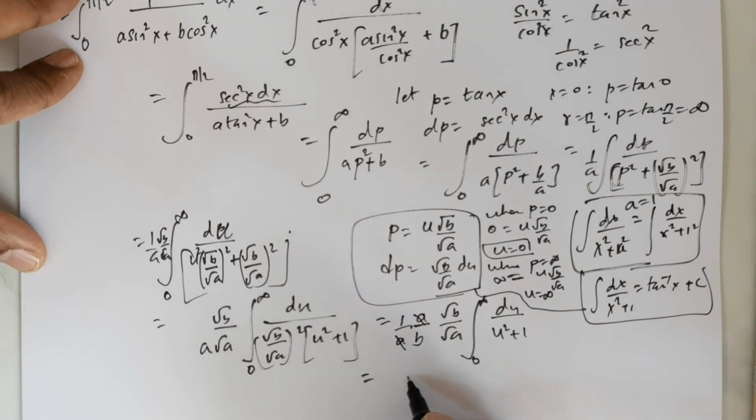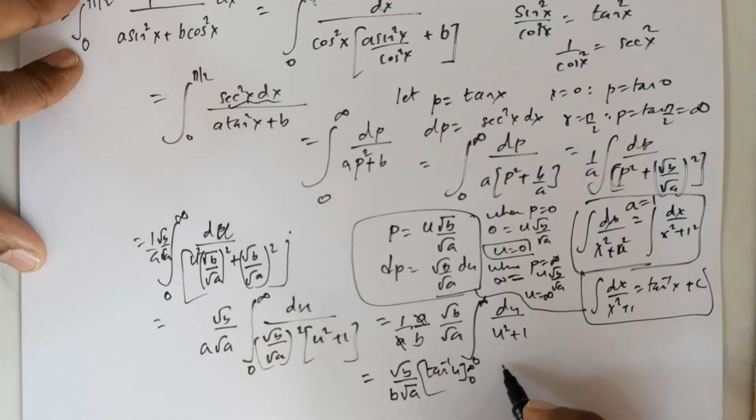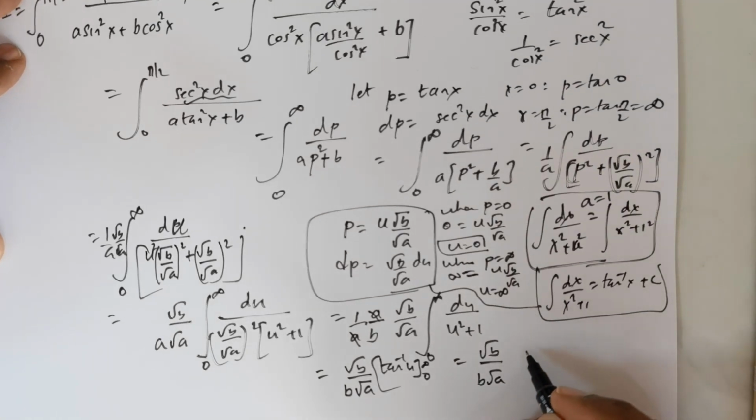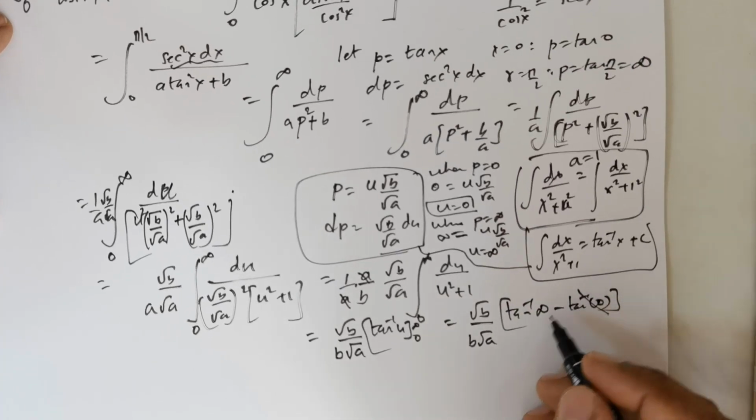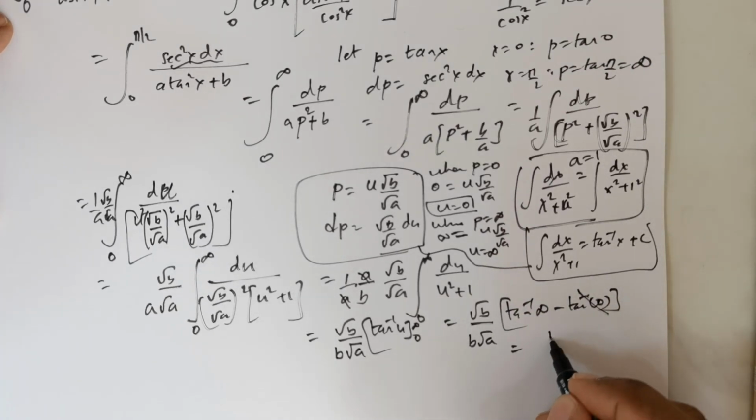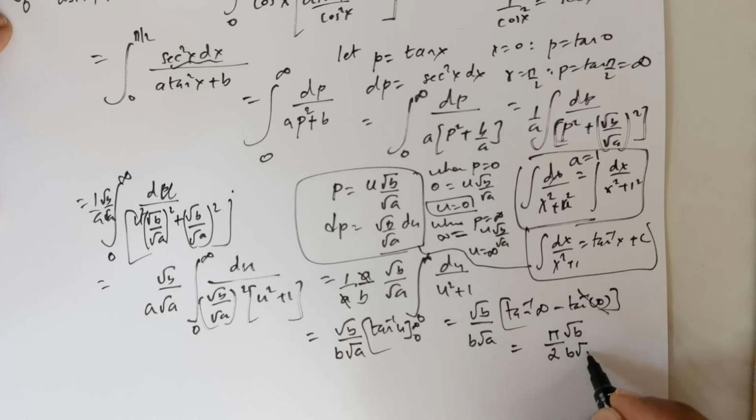So apply the formula. This is going to be root of b divided by b times root of a. This is going to be tan inverse of u. The limits are 0 to infinity. Now this can be rewritten as root of b divided by b times root of a, and tan inverse of infinity negative tan inverse of 0. Tan inverse of 0 goes off. Tan inverse of infinity is pi over 2. So you can place pi over 2 times the root of b divided by b times root of a.